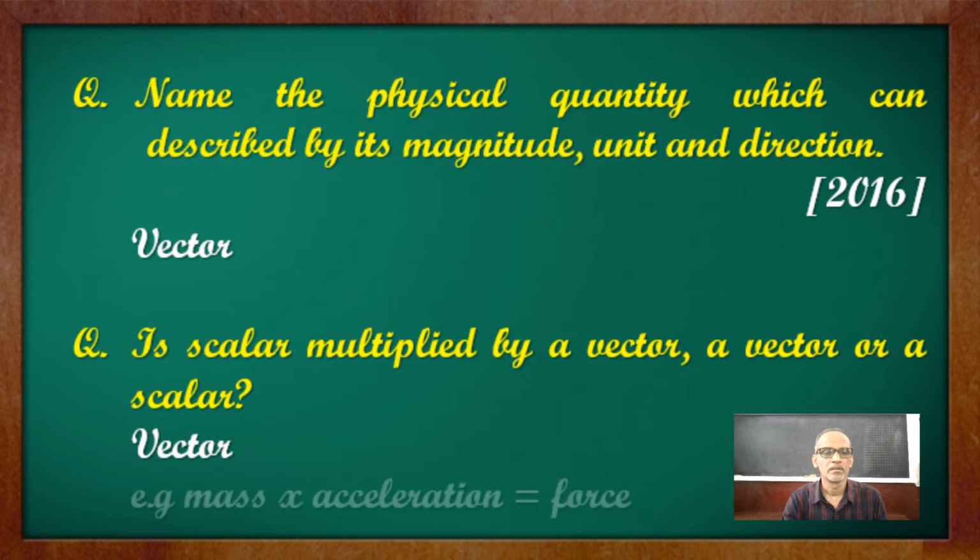Example, when we multiply mass by acceleration, you will get force. Mass is a scalar. Acceleration is a vector quantity. And when you multiply a scalar and a vector, you will get a vector quantity, and in this case it is force. You all are familiar with the equation F is equal to m into a. So that is how a scalar when multiplied by a vector gives a vector quantity.